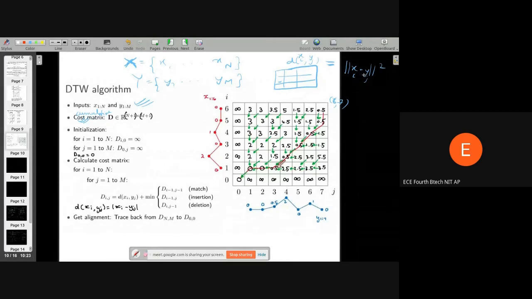So now you have this distance. You can look it up from here, or during the algorithm you compute it. How you design the algorithm is up to you. You can first create a matrix, or during the construction of this cumulative cost matrix, at that time itself you find out the individual distance.